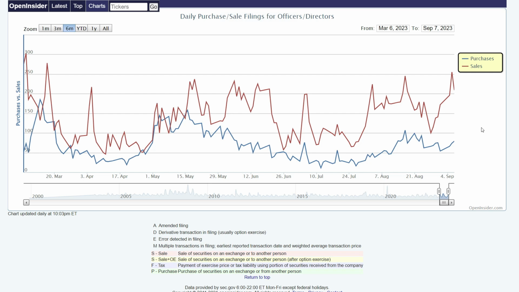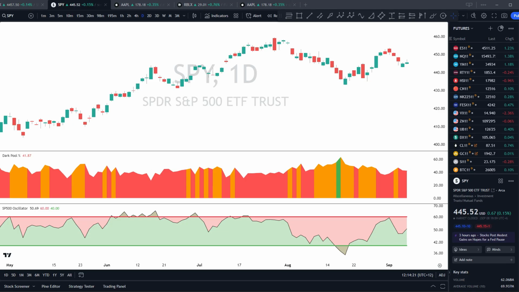And the gap between corporate insiders selling their stock and buying their stock continues to remain significantly higher towards the selling. And just looking at my indicators for the S&P 500, dark pool percentage is at 41%, looking like they're still net sellers. And the S&P 500 oscillator sitting right in the middle at 50 as well.